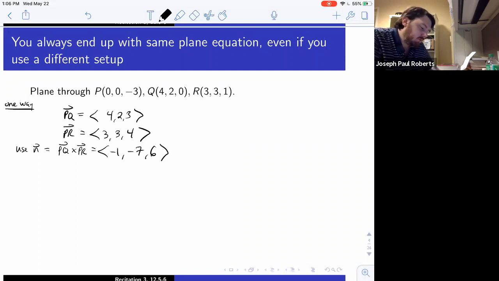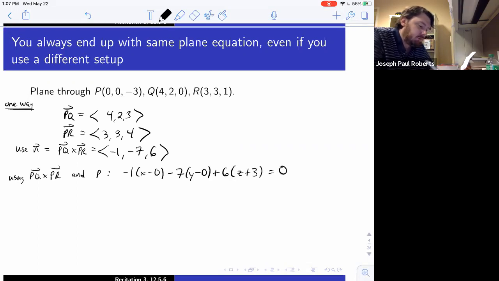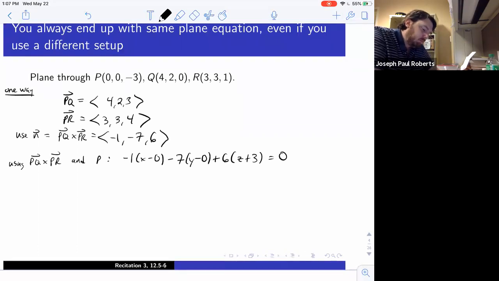And so I could use that. So let's just keep track. Using PQ cross PR and let's say point P, that will give us the equation minus 1 times x minus 0 minus 7 times y minus 0 plus 6 times z plus 3 equals 0. So that's one way.